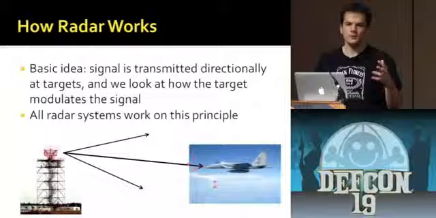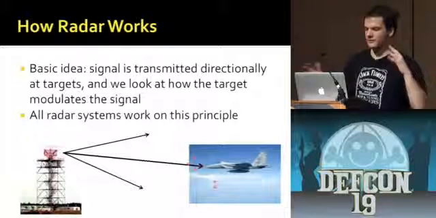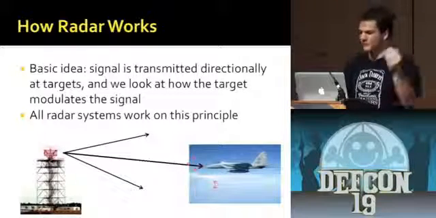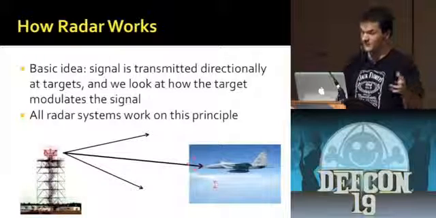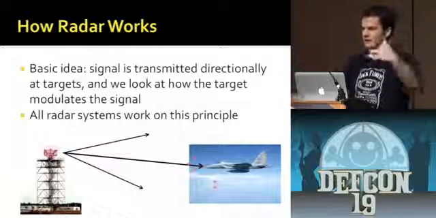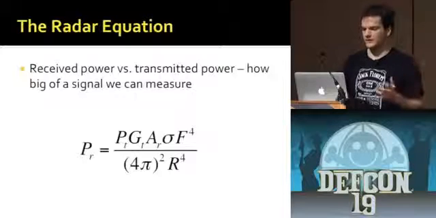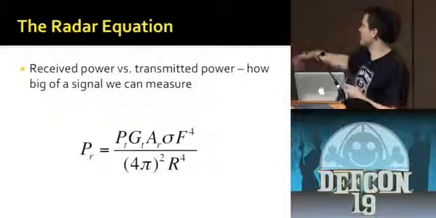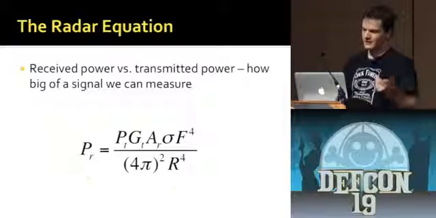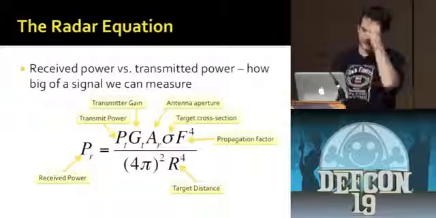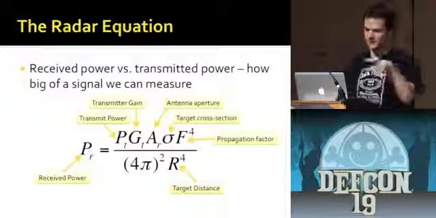And the key point here is that every radar system works on this type of principle. You're transmitting a signal from somewhere, or somebody's transmitting a signal from somewhere, and you're looking at how that reflects off of a target. And all this is governed by this thing called the radar equation, which is this big thing with a whole bunch of terms. So basically, what we're looking at is the function of received power versus transmitted power.